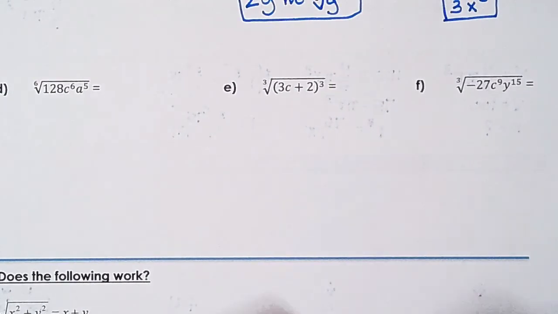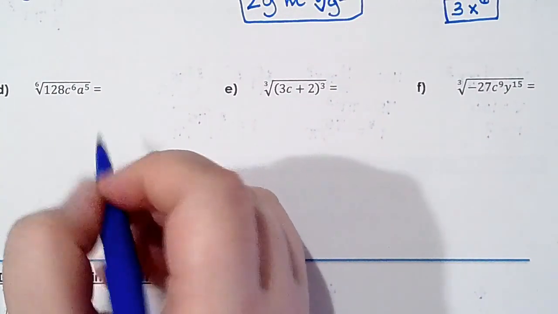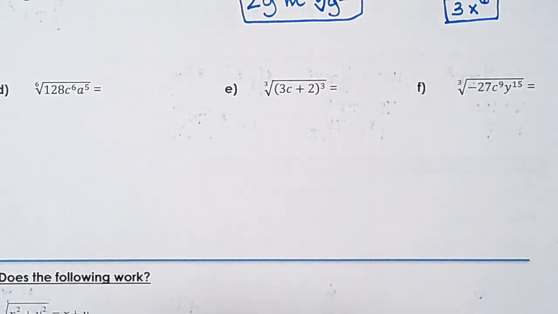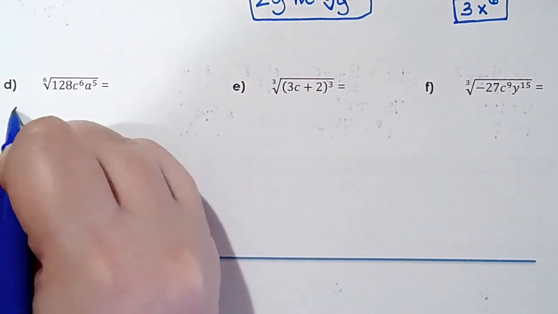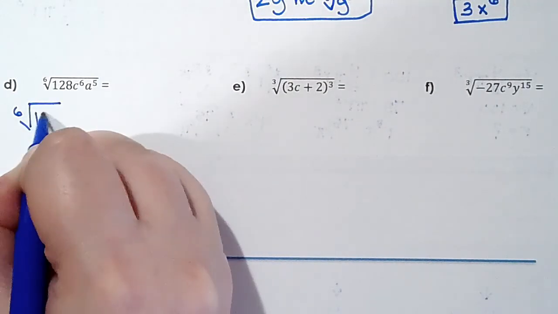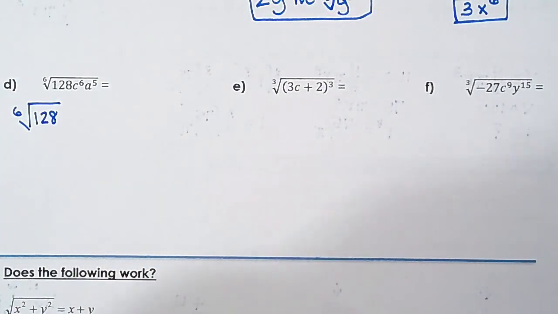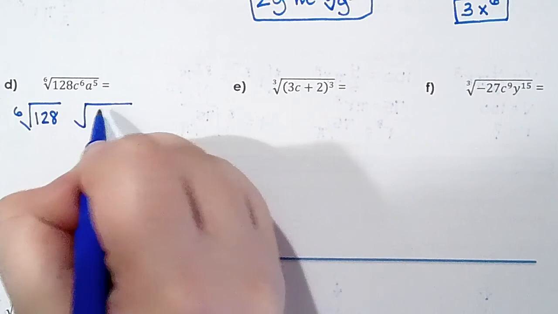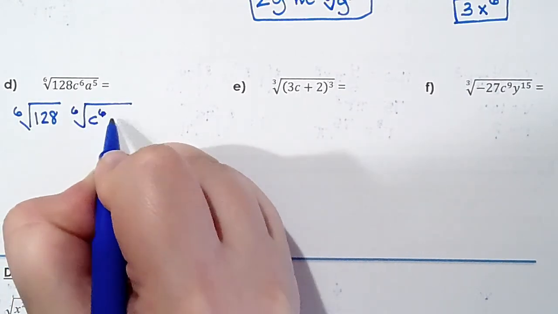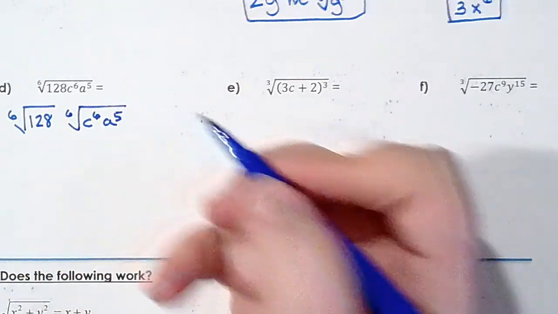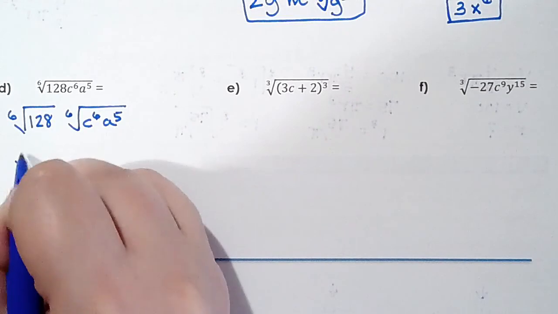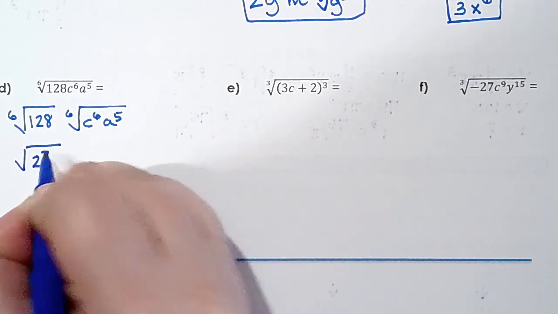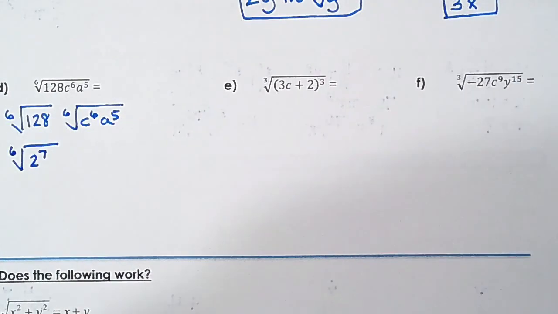Okie dokie. This one's a little trickier. This is a 6th root. We haven't worked with these a ton, but all of our methods still work. I have to find the 6th root of 128, and then I need to deal with the 6th root of c to the 6th and a to the 5th. Well, I know that 128 is divisible by 2 a number of times. In fact, I know that 128 can be rewritten as 2 to the 7th.